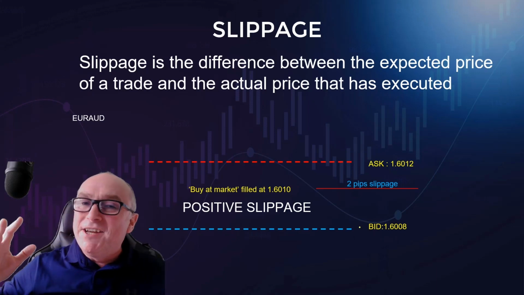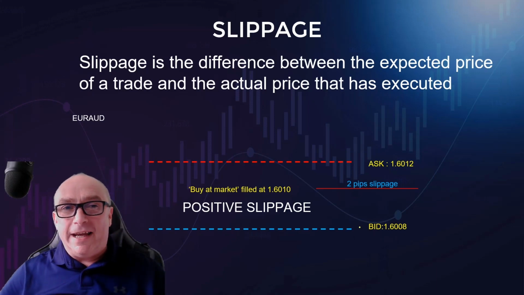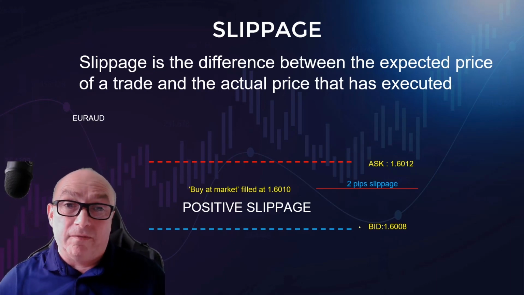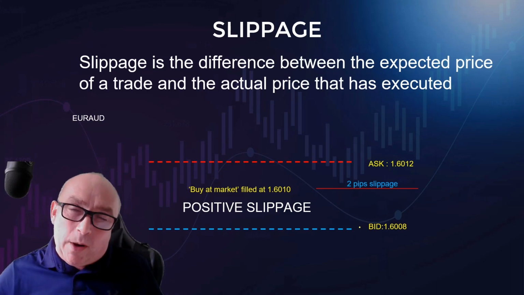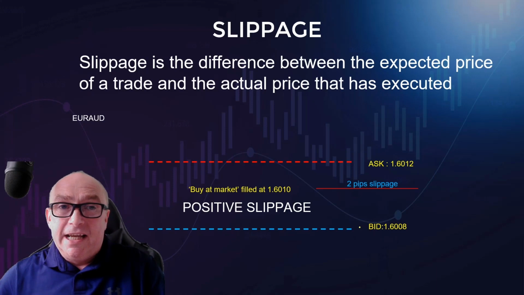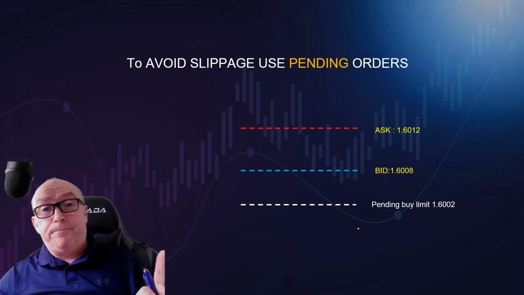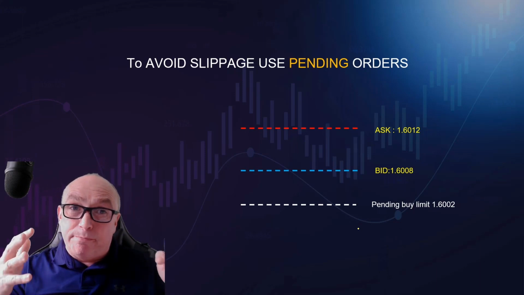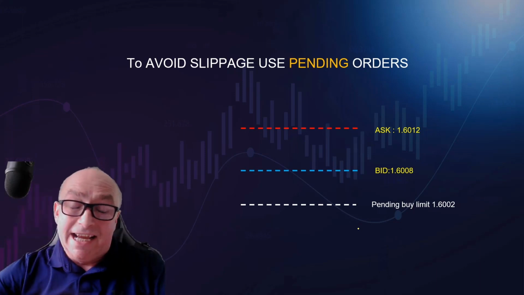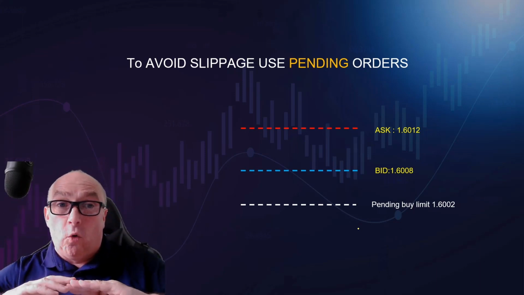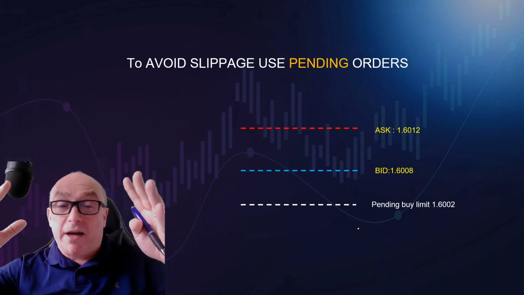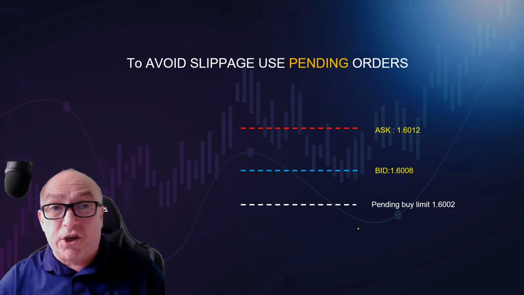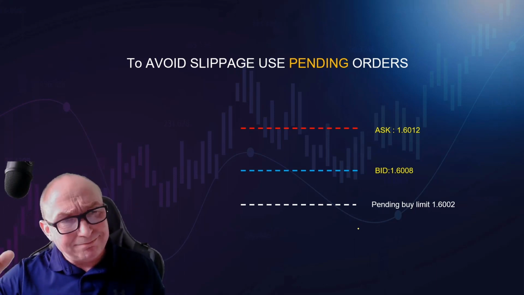Now, unfortunately, there's no real way to avoid slippage when it comes to electronic trading. It's a simple fact of life. However, the only real way to avoid slippage is to place pending orders. Now, pending orders are orders placed below the market in the case of a buy order, or above the market in the case of a sell order. So you need the price of the market to come to your price before the trade is executed, and it will only execute at that price.